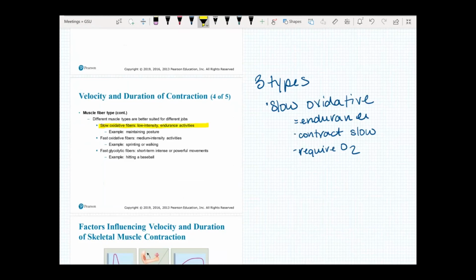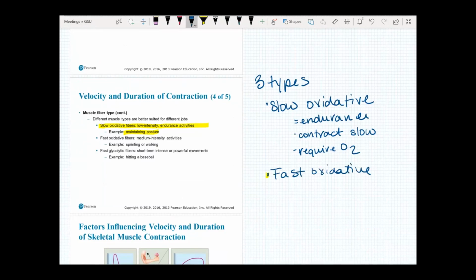Going on a very long walk, maintaining your... or I guess fast oxidative would be the medium intensity, depending on how hard you're walking. So this is going to be just standing, walking up and down stairs, being able to sit up in your chair and maintain your core. Slow oxidative is like normal everyday life. And then you can have fast oxidative. Fast oxidative is going on a walk.